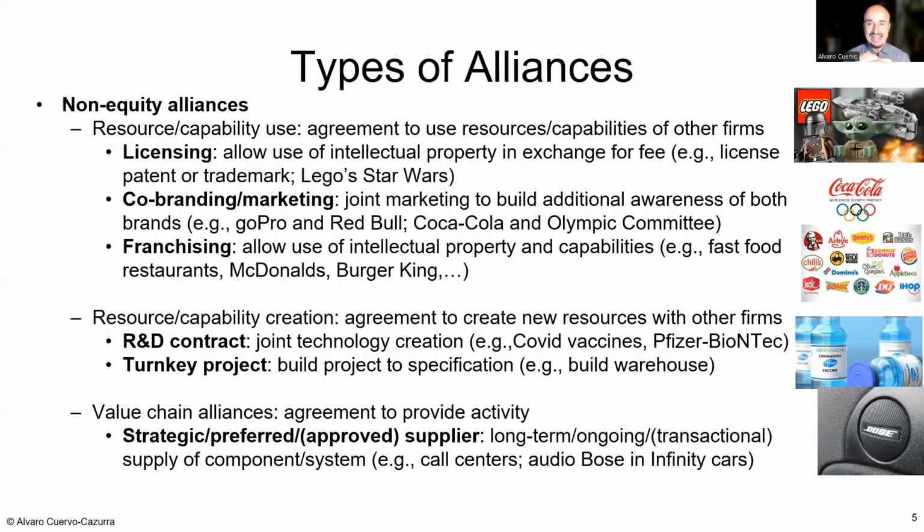And then we have, if you want, a third set of things in which I'm not just providing the use or the access to existing resources, or we build it together. I'm also providing a full activity for you so that you don't have to do it. The typical thing: strategic, preferred, approved, and these are different levels of exclusivity.